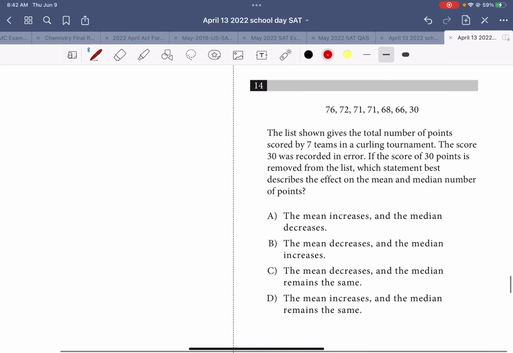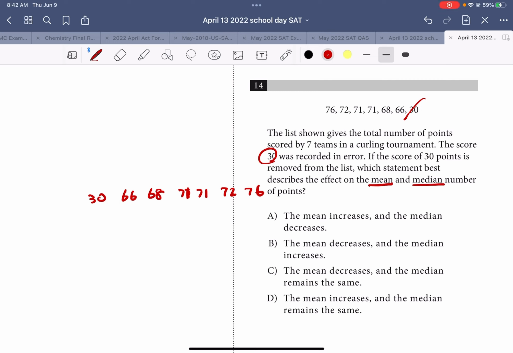Number 14, the list shown gives the total number of points scored by 7 teams in a curling tournament. The score 30 was recorded in error. If the score 30 points is removed from the list, which statement best describes the effect on the mean and the median number? So when you put them in order: 30, 66, 68, 71, 71, 71, 72, 76.